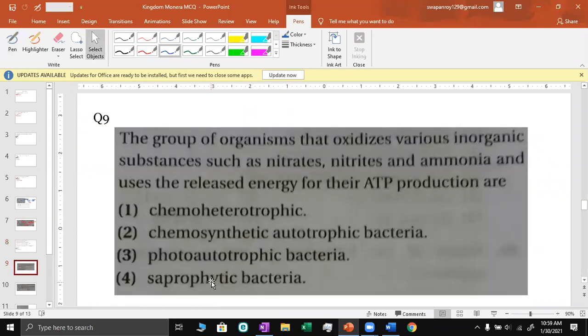Next is question number 9. The group of organisms that oxidize various inorganic substances such as nitrate, nitrite, and ammonia release energy for their ATP production. They are chemoheterotrophs, chemosynthetic autotrophs, photoautotrophs, saprophytic bacteria. Which one? Just I told, this one is chemosynthetic autotrophic bacteria. Okay, they are chemosynthetic, chemoautotrophs.